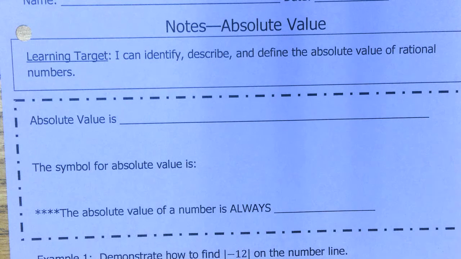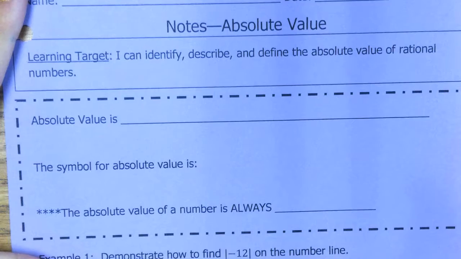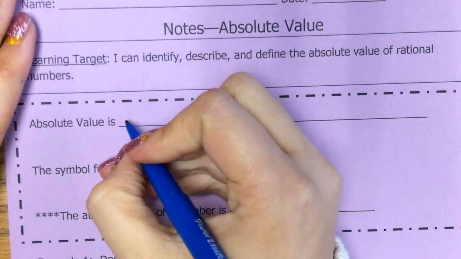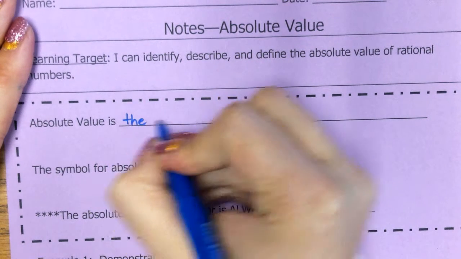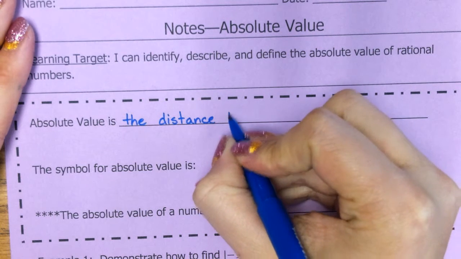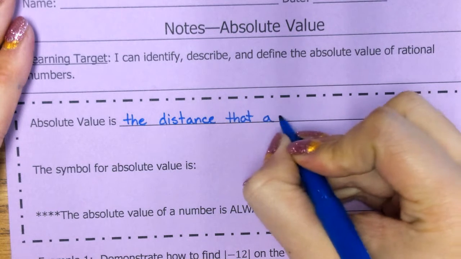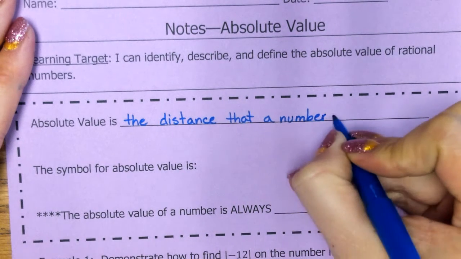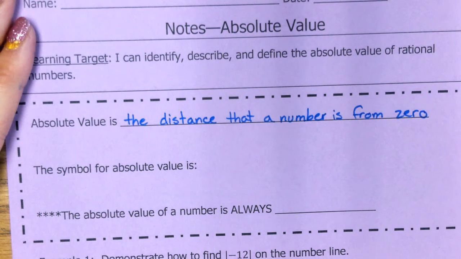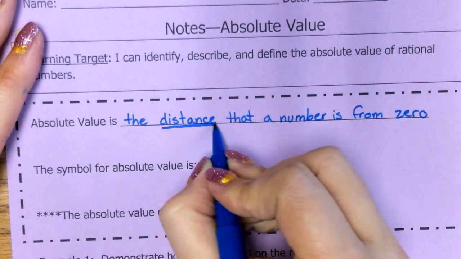Alright, these are the notes on absolute value. This is something that you've probably learned before, so hopefully this will just be a recap. Absolute value is defined as the distance that a number is from 0. So it's a distance that the number is from 0.